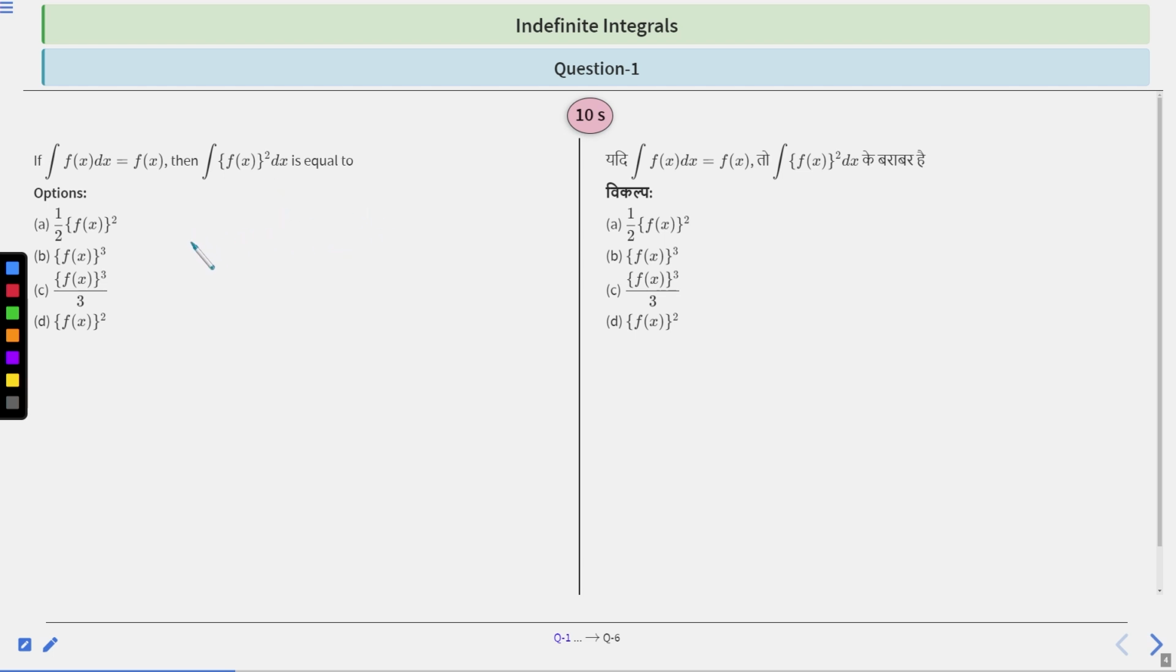Therefore, f(x) will be e to the power cx, like that. Clear? And once you get f(x), you can easily find the integration of f(x) square. Fine. So in this way, you can approach this question. You have 10 seconds to solve this question. After 10 seconds, we will discuss the solution.